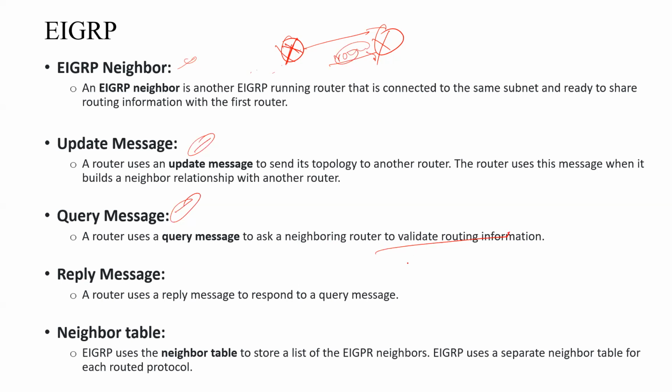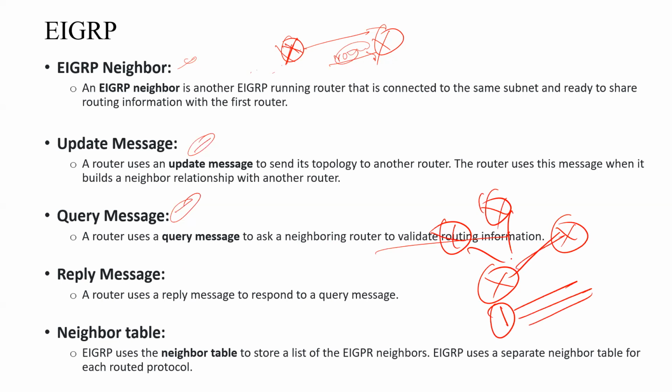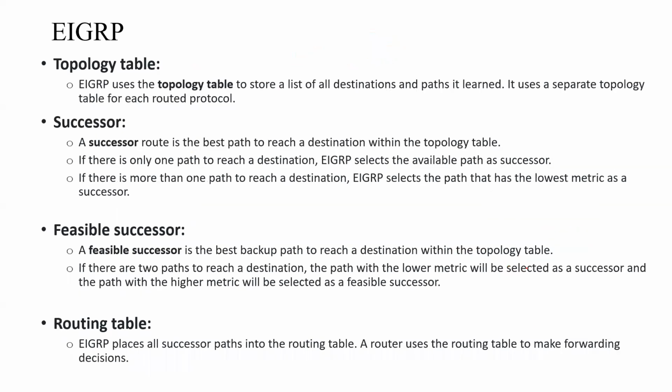And we have the neighboring table. Neighboring table is nothing but all the routers which are connected to it. Suppose we have a router, and we need to be aware of all the routers which are connected to this router, right? So in the neighboring table, it will consist of the information about all the neighbors it is connected to. And we have topology table. Topology table is nothing but it's a routing table. And successor, feasible successor routing table.